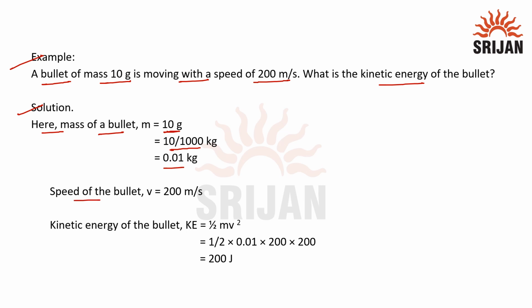Now, the speed of the bullet is 200 meter per second, so we can find the kinetic energy by the formula half mv square. So here we have written half into 0.01 into 200 into 200, because we have v square, hence we have written 200 square. So the answer we get is 200 joule. So we can say that the kinetic energy of the bullet is 200 joules.